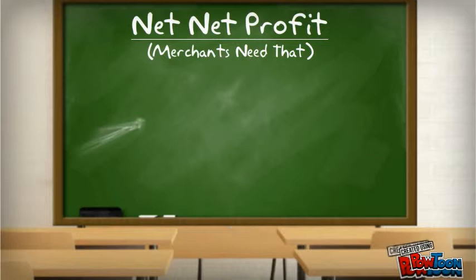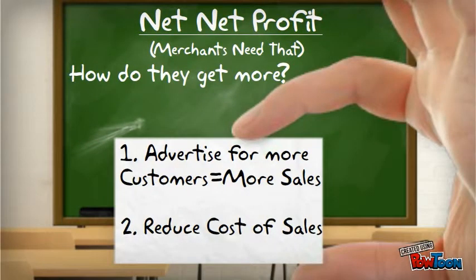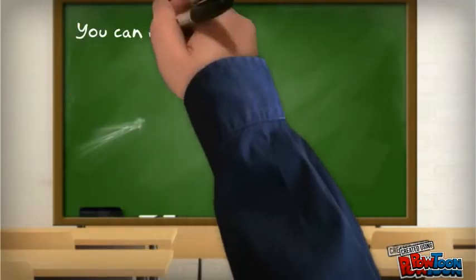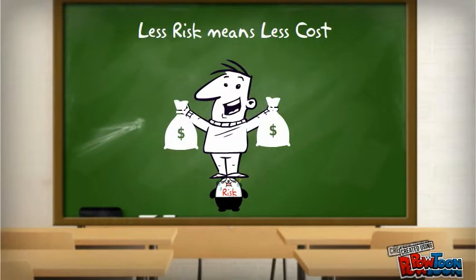In fact, how do you get more? Well, there are really only two ways to increase net profit. You can continuously advertise. Driving more customers to your door means more sales, or reduce the costs of sales, one of which is the cost associated with processing credit cards. You can reduce the cost of processing by managing risk. Less risk means less cost, and that's what we at Priority Payment Systems do for you.